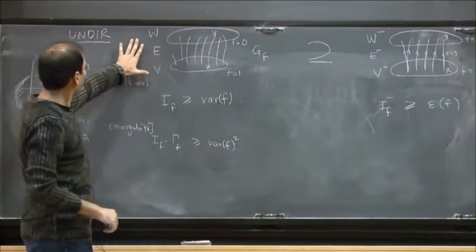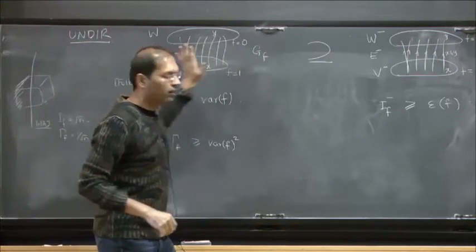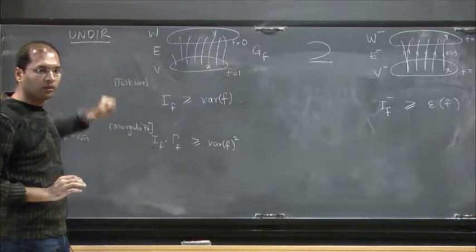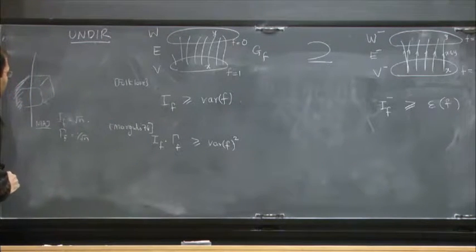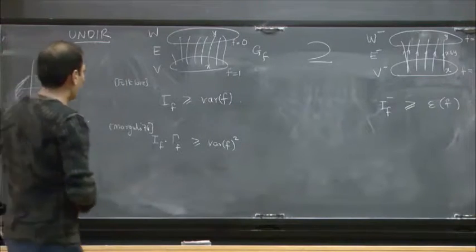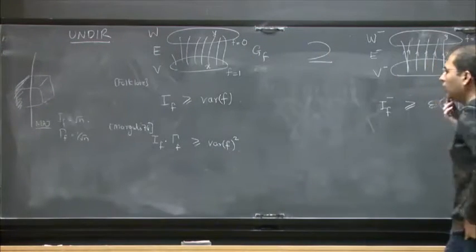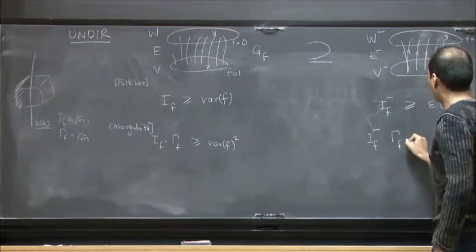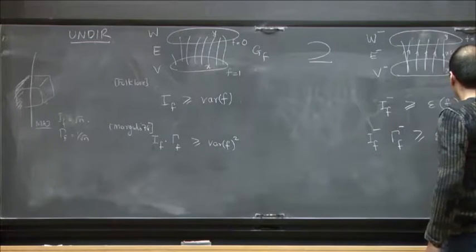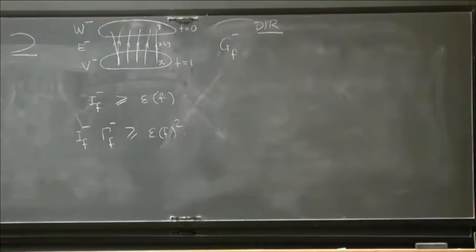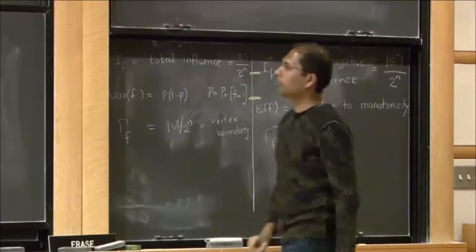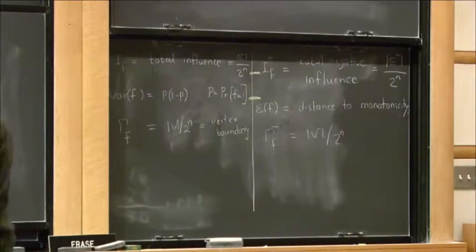In this case, whatever is written on the left-hand side, it's for any function. So that's the Margulis theorem, and Chakrabarty and Seshadri managed to prove the analog of the Margulis theorem. And of course, the negative vertex boundary will be defined similarly, the size of V minus divided by 2 to the n.